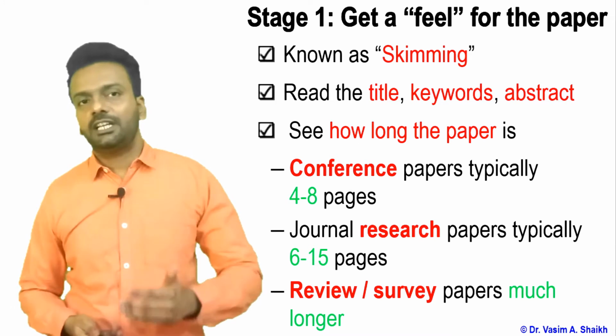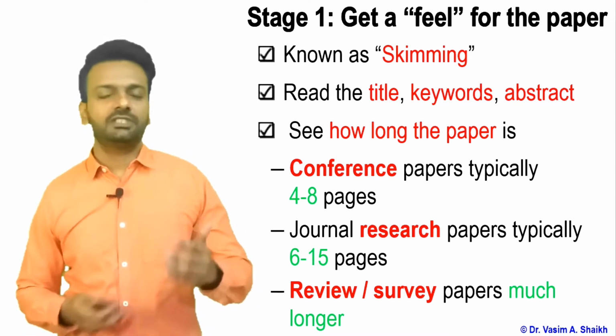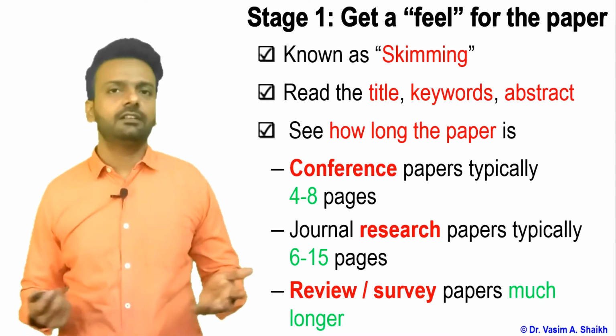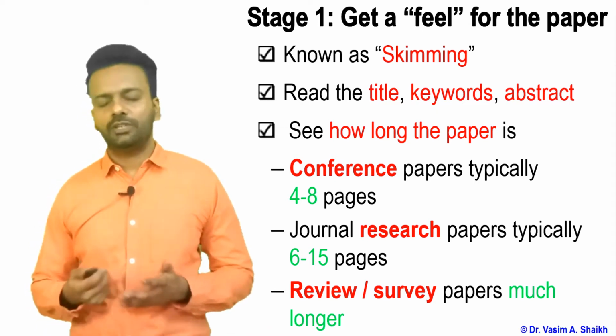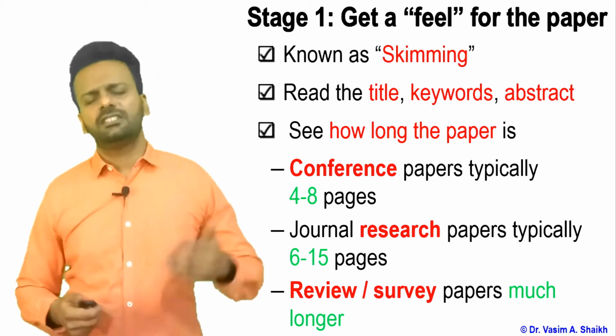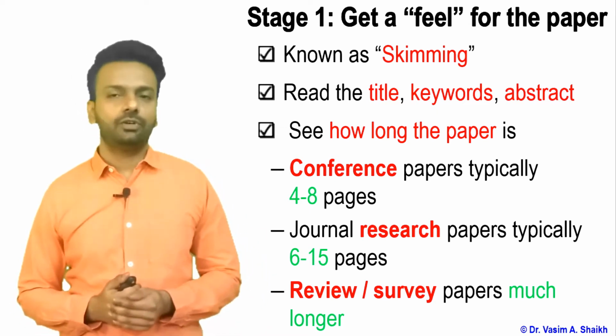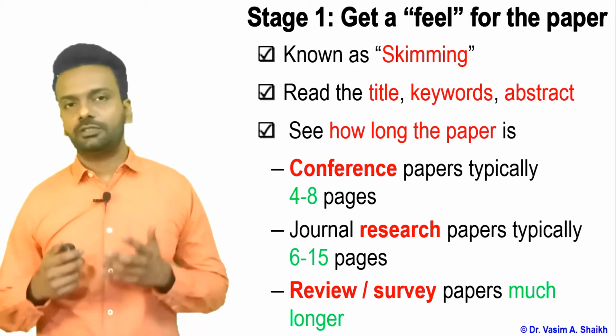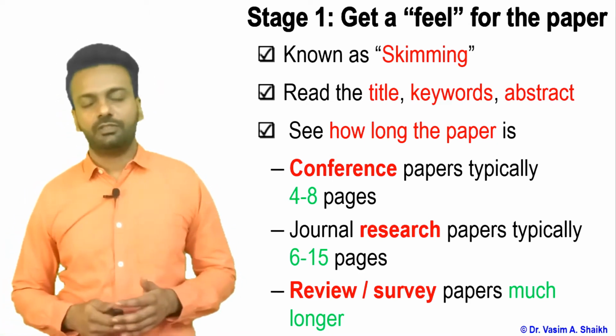So these are the three types of papers. You just skim over, look at the title, the keywords, then the abstract, and finally see which type of paper you want to read, whether it is a conference paper, journal research paper, or survey paper.